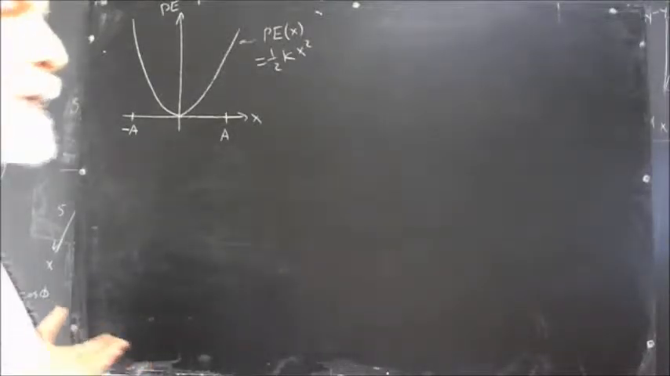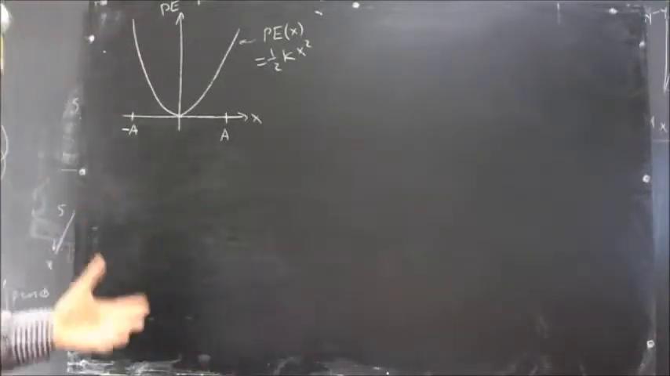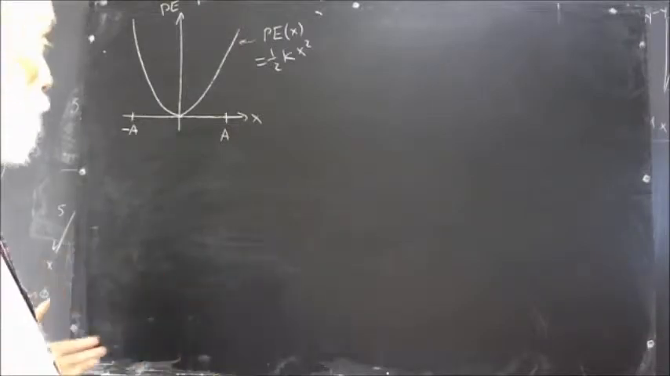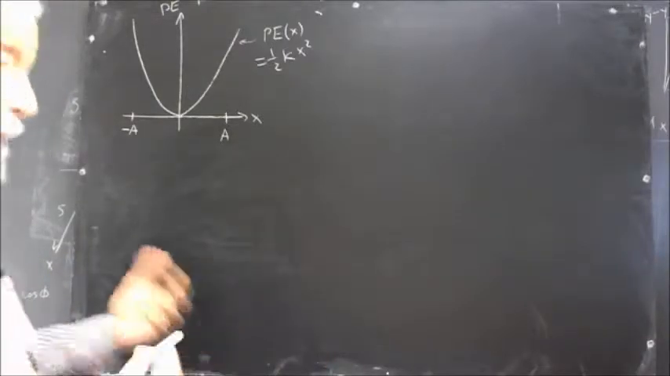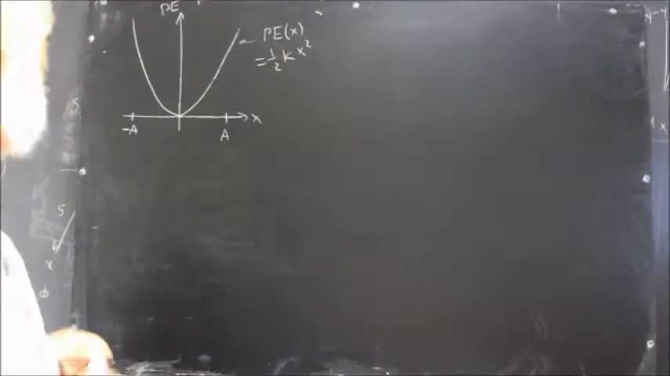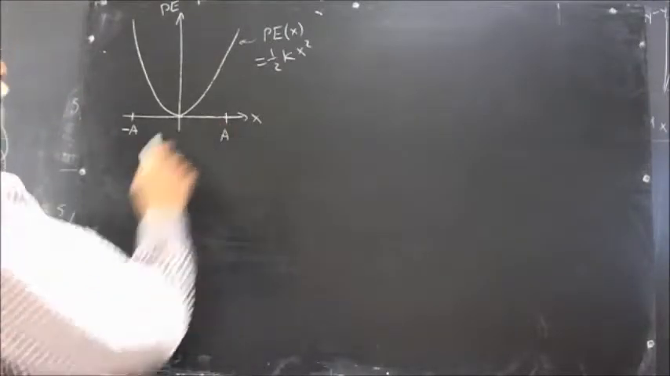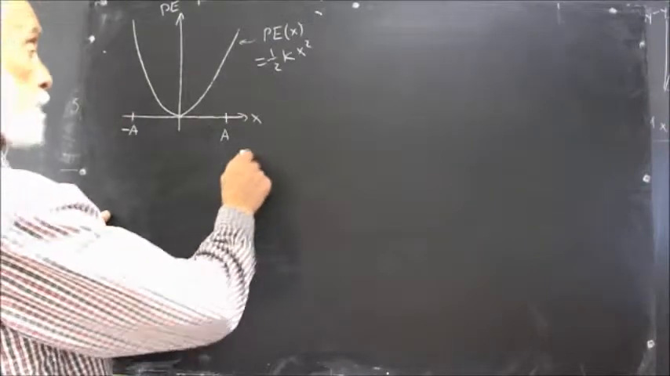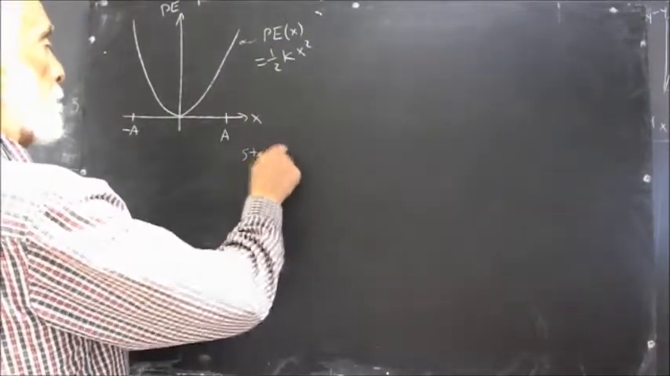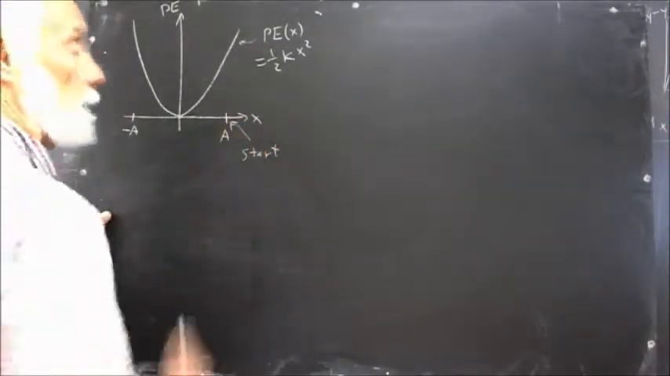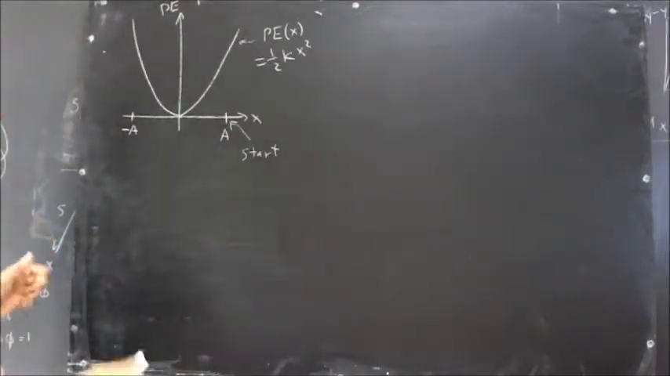Now let's think about what happens if you release a real pendulum. It's not an ideal pendulum, so it's going to lose energy. With every oscillation, every half oscillation, it's going to lose energy. So let's say the pendulum starts here and is released. What's going to happen?